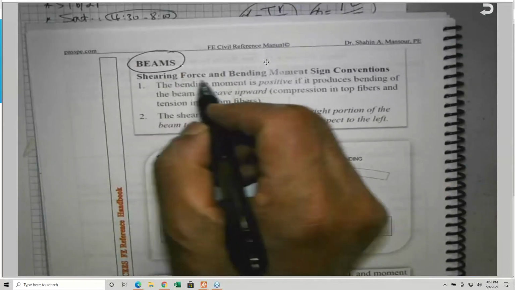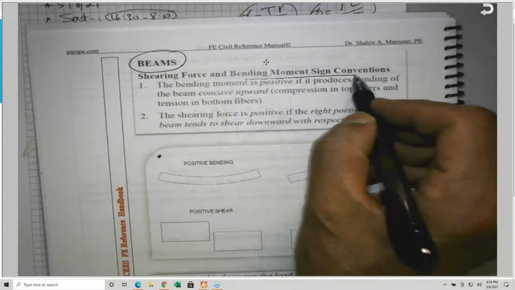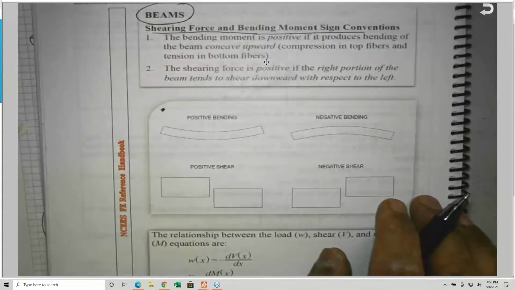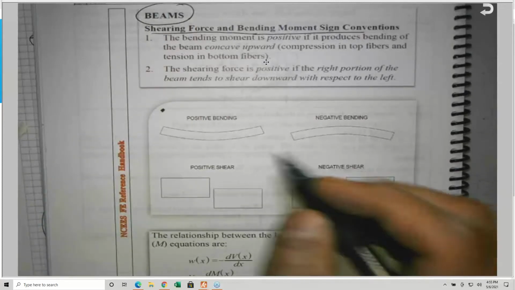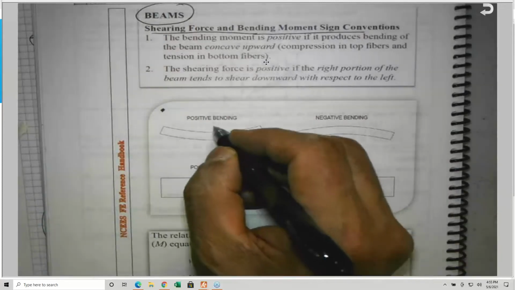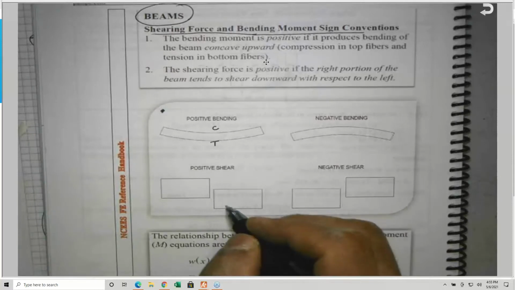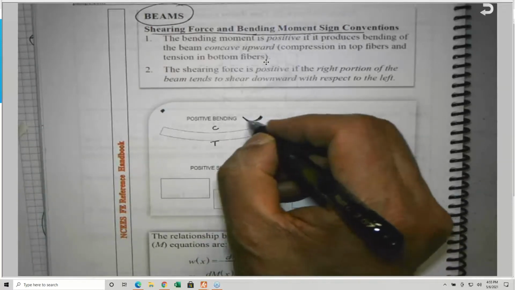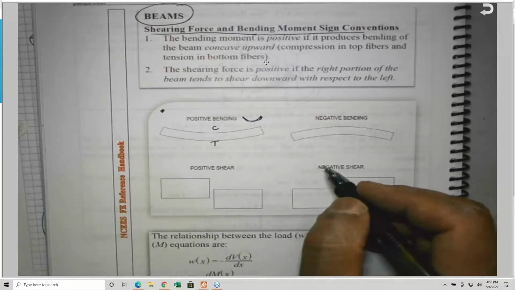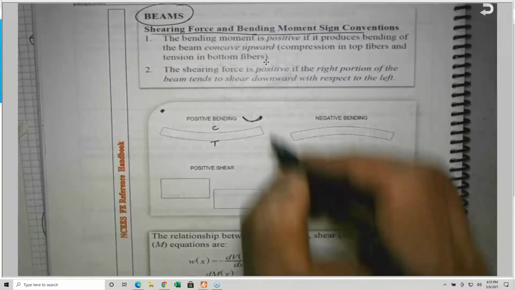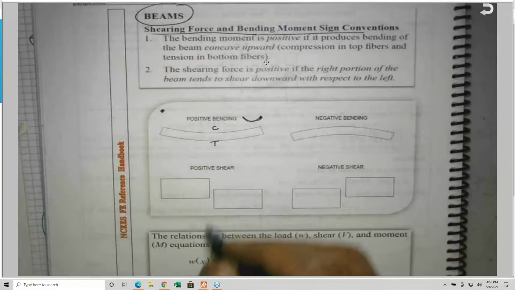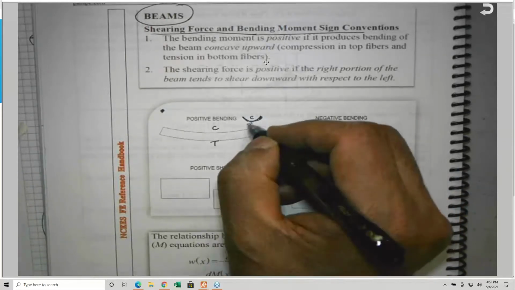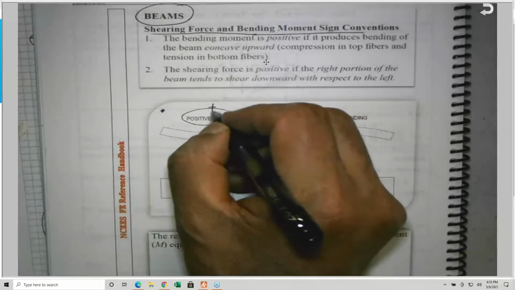So, shearing force and bending moment sign conventions. They agreed on the following sign conventions, and these are standards. For bending moment, this is positive bending moment, with compression here and tension here, which we normally refer to as the happy face. If somebody is happy and gets the results from the NCEES, you receive a letter: congratulations, you passed the FE. So this is a happy face, compression on top and tension on the bottom. This is a positive bending moment.